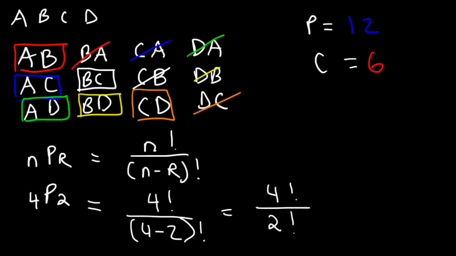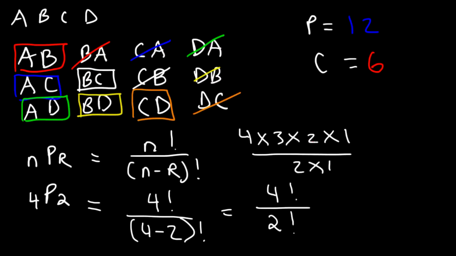So what exactly is 4 factorial? 4 factorial is 4 times 3 times 2 times 1. You start with this number and you multiply 4 by every integer all the way to 1. 2 factorial is simply 2 times 1. So we can cancel 2 times 1. And we're left with 4 times 3, and we know that 4 times 3 is equal to 12, which is what we have here. Now, how can we calculate the combination? What is the formula that we can use?